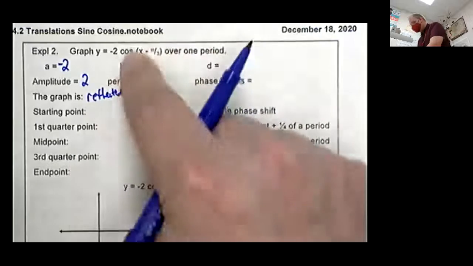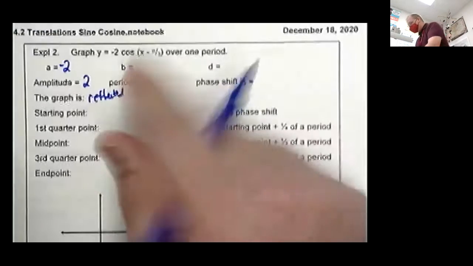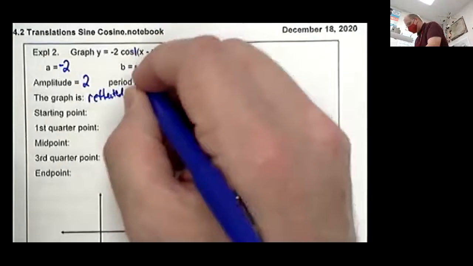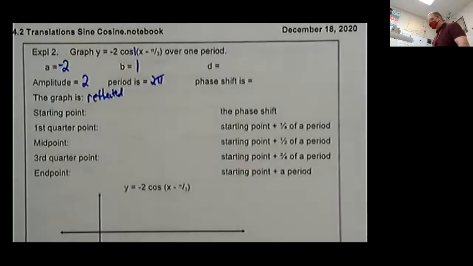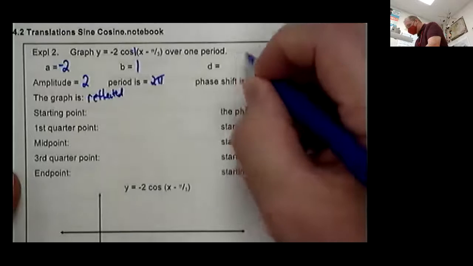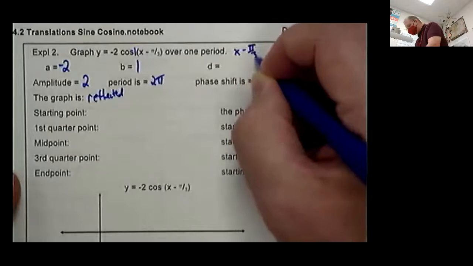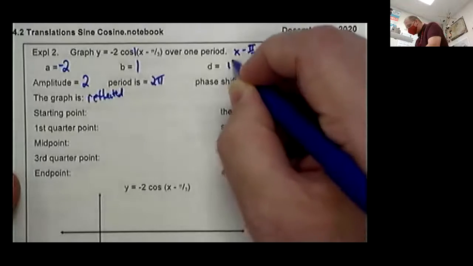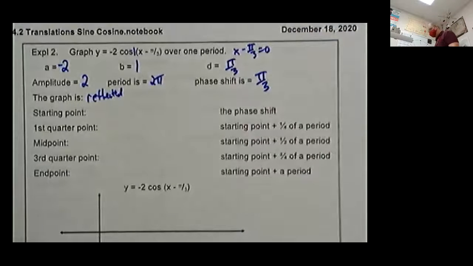So again, for cosine, we're going to start at the lowest value first and then go up instead of starting at 1 and going down. B is the number in front of the parentheses. That's 1, so our period is still 2 pi. D is our phase shift. To find that, we're doing x minus pi thirds equals 0. So D is pi thirds, so our phase shift is pi thirds.